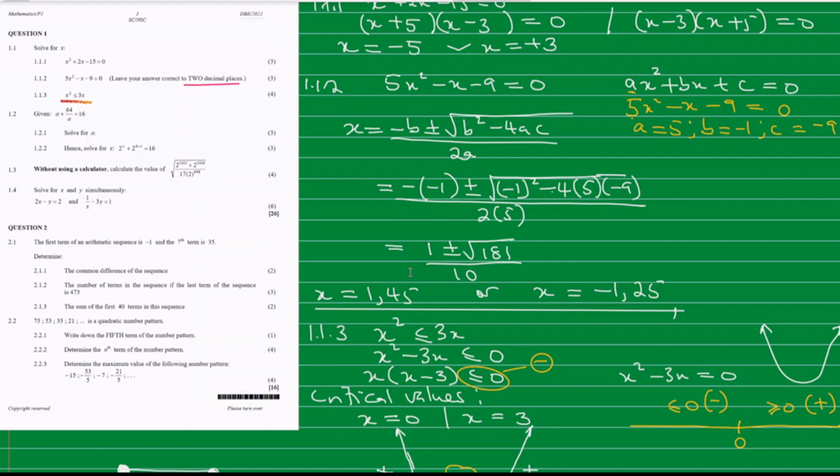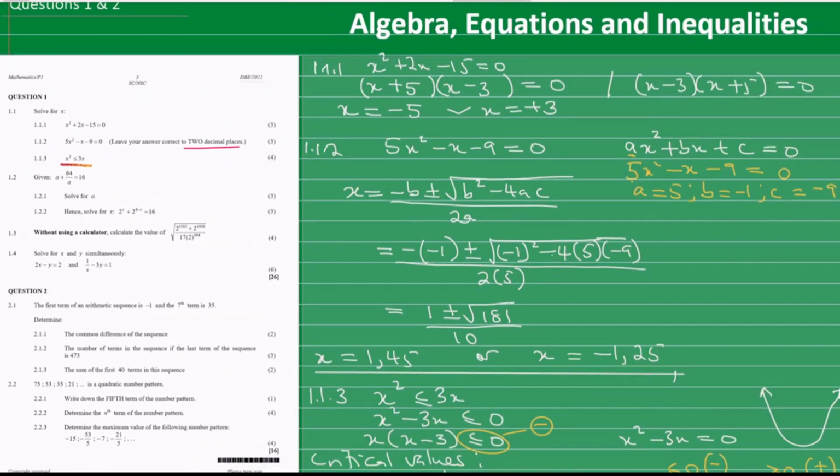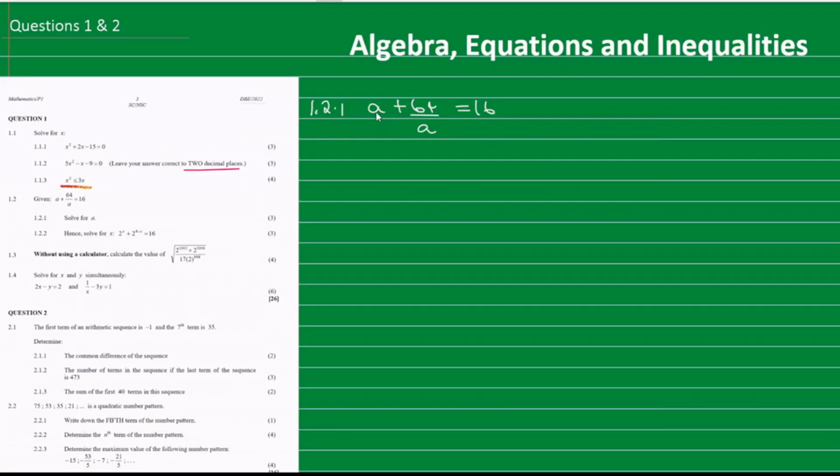for a. Okay, we are given that a plus 64 over a is equal to 16. Solve for a. So we have a plus 64 over a is equal to 16. So multiply every term by a so that we can eliminate the fraction there. Eventually we are going to have a squared plus 64 is equal to 16a.